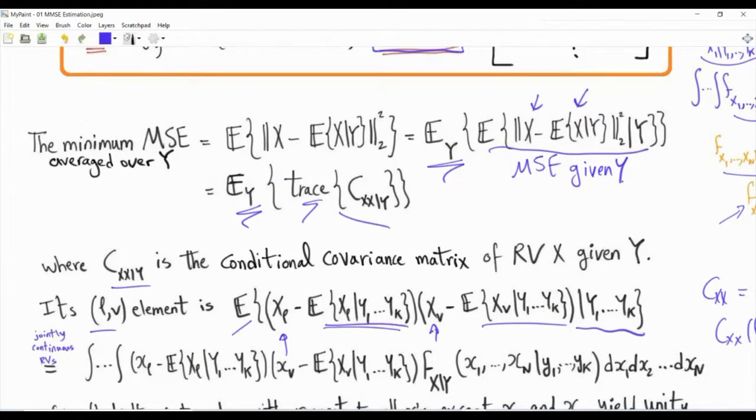So if you find the minimum MSE averaged over y, you find a trace, and the trace is the sum of the elements on the main diagonal, or the sum of the eigenvalues of the matrix. Then you end up with things that depend on y, because each element here you condition on the y's, so you end up with a matrix in which each element depends on y1, y2 up to yk, so you take expectation with respect to y.